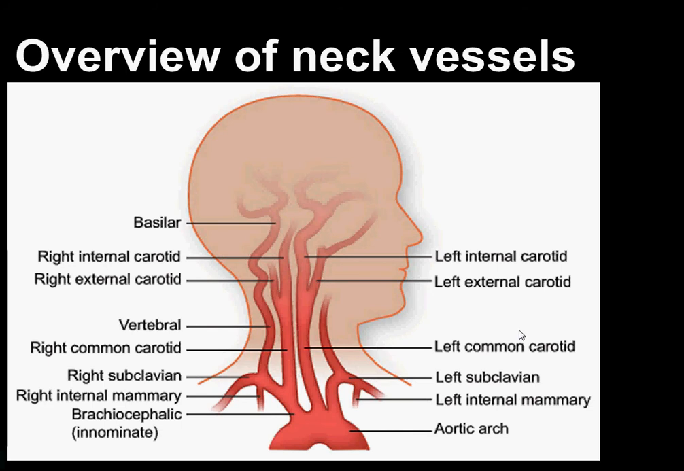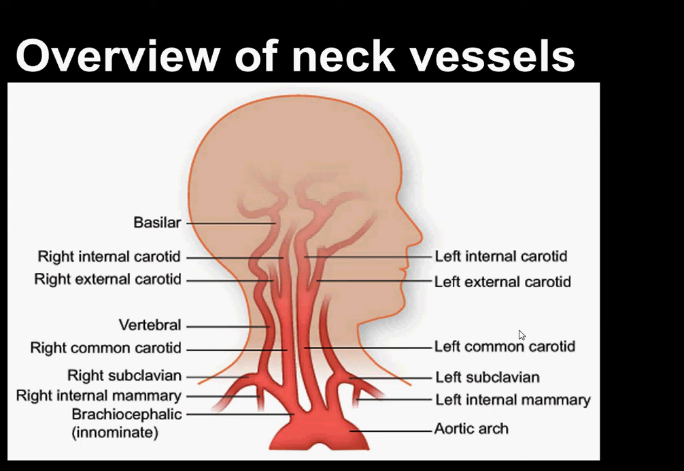The aortic arch gives off three main branches, the first of which is the brachiocephalic branch, which breaks into the right common carotid and right subclavian arteries. The left common carotid artery is next, followed by the left subclavian.